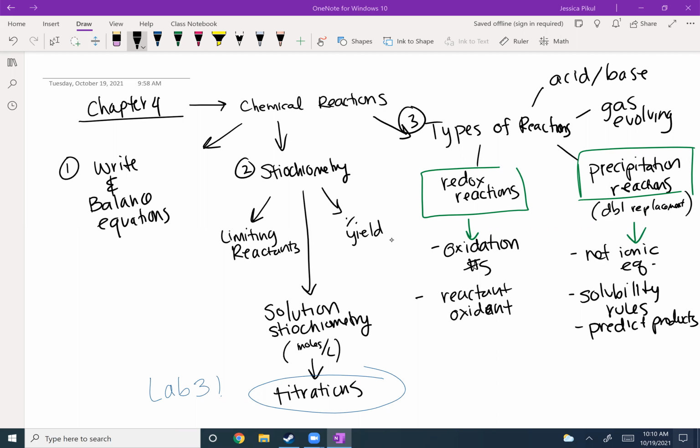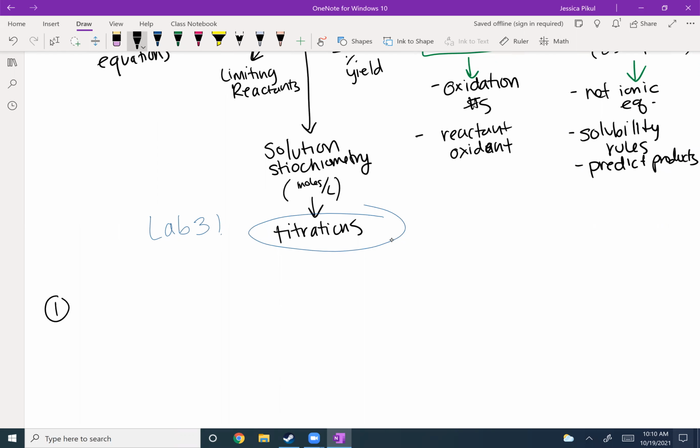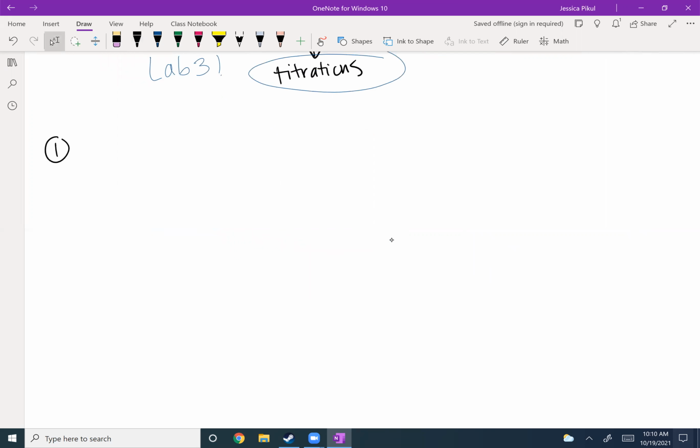So let's just start with number 1, which is the writing and balancing of chemical equations. In particular, this one I hope you've seen. Some of my goals for this part of the chapter is I'd like students to be able to interpret a procedure or a description of a chemical reaction into a written-out chemical reaction. And go the other way too. So when we write a chemical reaction, what is the plain English version of it?